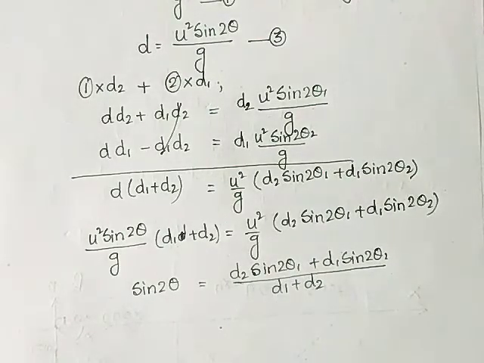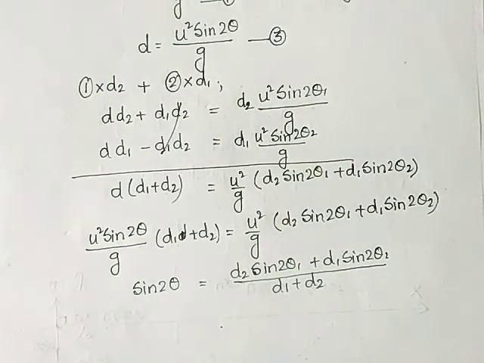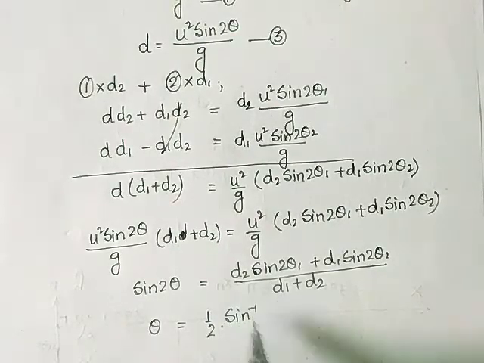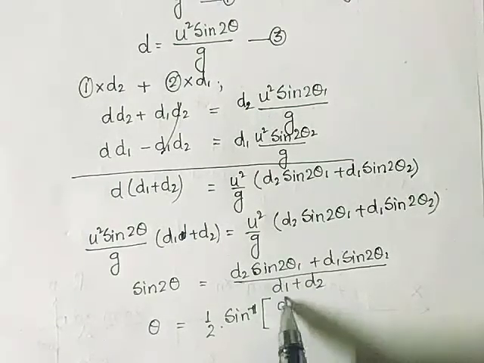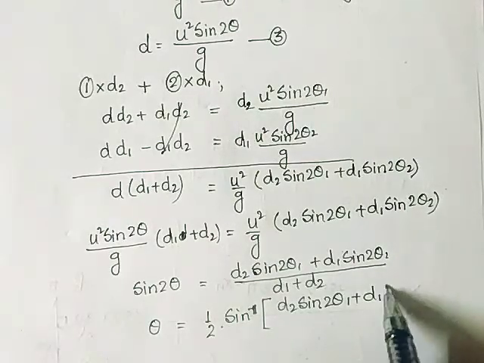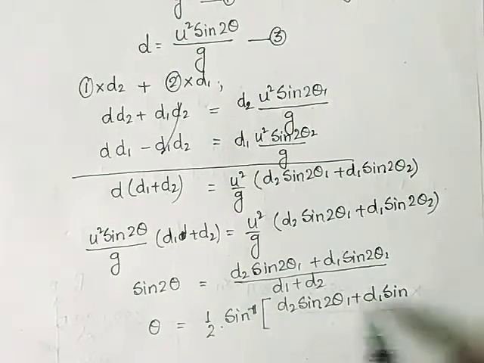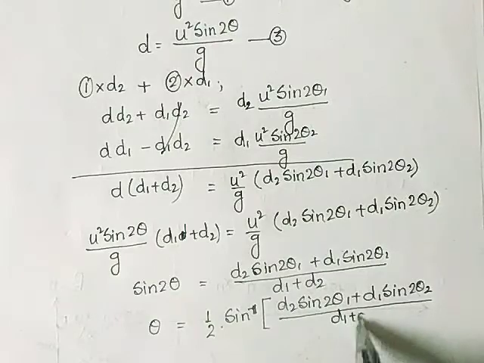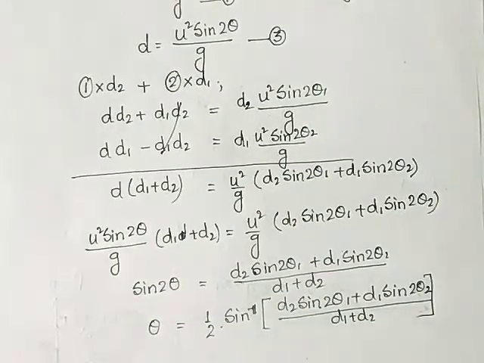So this is the thing, and here obviously I have cancelled out u square by g from both sides. From here, the perfect angle of throwing so that it reaches the target, that is theta, will be 1 by 2 sine inverse of this whole quantity, that is (d2 sine 2 theta 1 plus d1 sine 2 theta 2) divided by (d1 plus d2). So this is the perfect angle of throwing. If he throws with this angle, then he can reach the target.